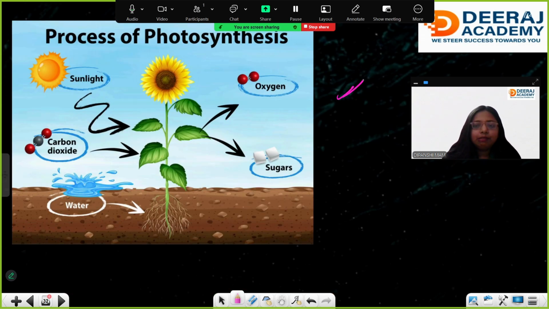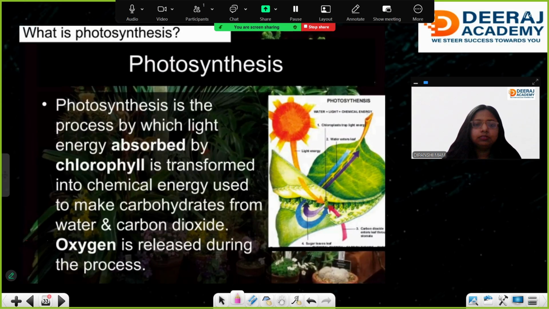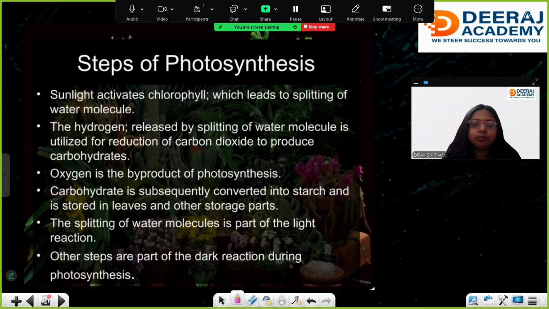The process of photosynthesis also helps in maintaining the balance of carbon dioxide and oxygen in the air. Can you see this image where the sunlight is coming and carbon dioxide is coming into the leaf? Water is absorbed through the roots, and it produces oxygen and sugar as products. Now what is photosynthesis? Photosynthesis is a process by which light energy absorbed by chlorophyll is transformed into chemical energy used to make carbohydrate from water and carbon dioxide. Oxygen is released during the process.